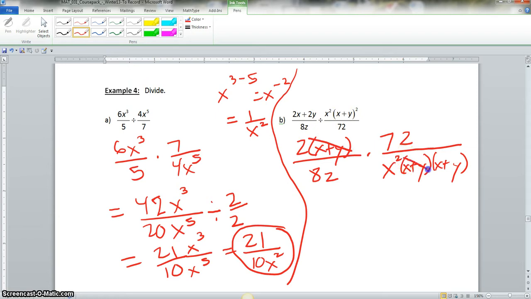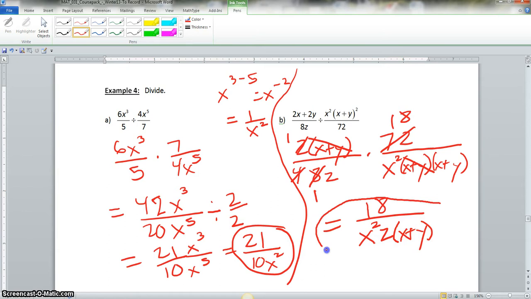So this x plus y and this x plus y simplifies. Now, we know 2 goes into 2 once, 2 goes into 8 4 times, 4 goes into 4 once, and 4 goes into 72 18 times. For our numerator, we would just be left with 18. In our denominator, we would be left with x squared, z, and then x plus y. And that's it. Now we scroll down.